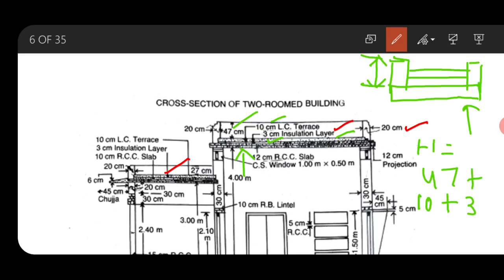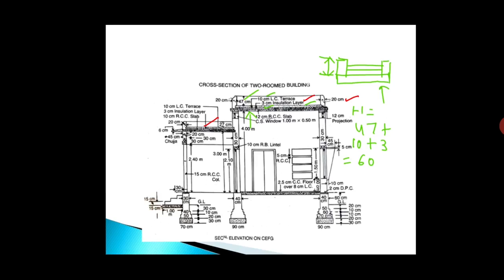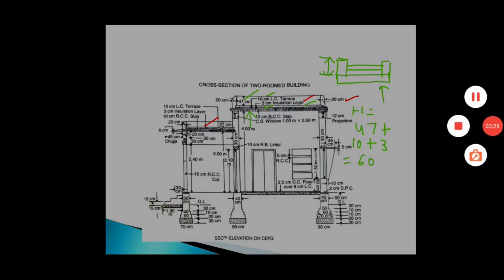This is the total height of the parapet. So this will be equal to 60 centimeter or 0.6 meter. So with this, the length, breadth and depth of the long wall is over. Now we will move to the details of measurement form.